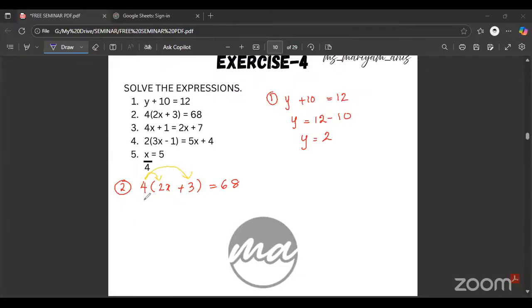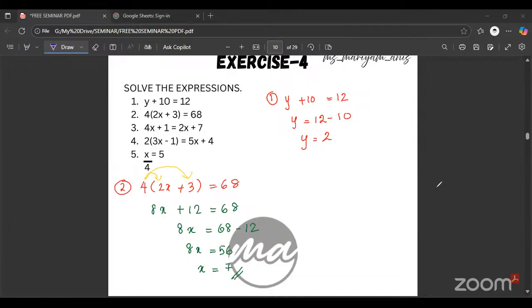Now, 4 into 2x is 8x. 4 into 3 is 12, is equals to 68. You bring the 12 that side. So that becomes 68 minus 12. So 8x is equals to 56. Your x will be equals to 7. Is it clear? Yes, teacher. Yes, miss.